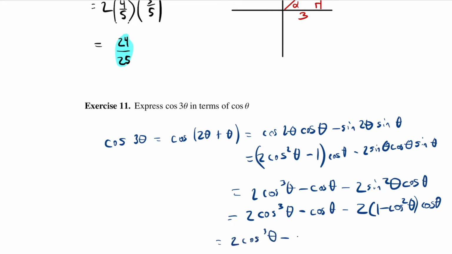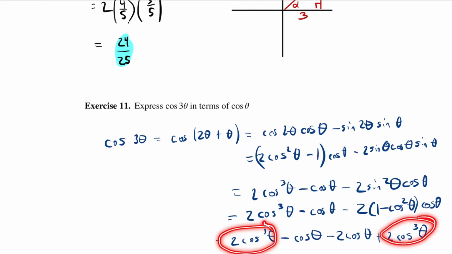So 2 cosine cubed theta minus cosine theta minus 2 cosine theta plus 2 cosine cubed theta. So I distributed the -2 and also the cosine. And if there's any like terms, we can combine them. I see these two are like terms, and these two are like terms. So if we do that, we should get our final answer to be 4 cosine to the third. That would get rid of those two. And minus 3 cosine theta. That takes care of those two. That is our final answer.